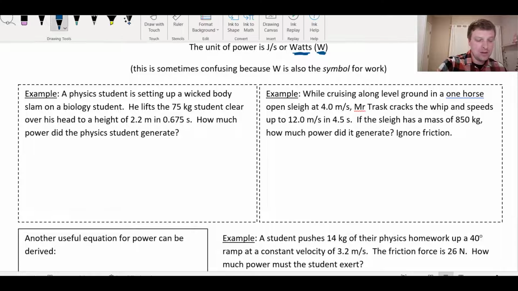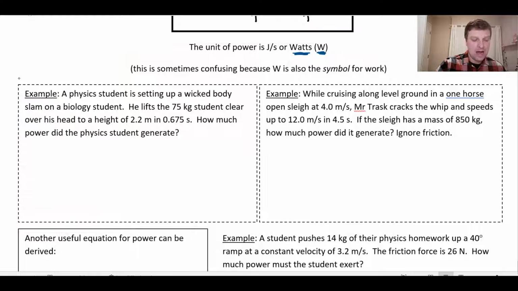Okay, so we've got an example here. A physics student, for some, I'm sure justified reason, is body slamming a biology student. He lifts the 75-kilogram student clear over his head to a height of 2.2 meters in 0.675 seconds. How much power did the physics student generate?